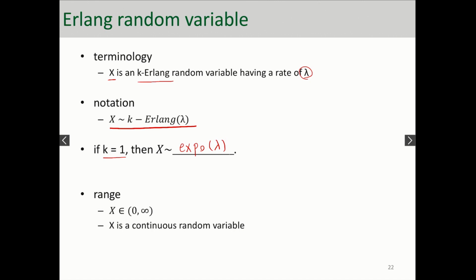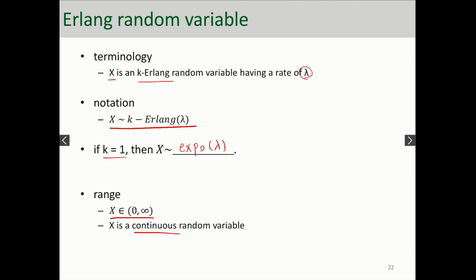Because this is arrival time, time is continuous, so the random variable is continuous. The arrival can happen from time 0 all the way to infinity, which means that arrival never happens. Any time in between can be a possible arrival time.